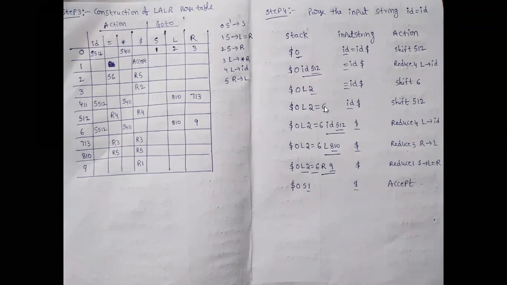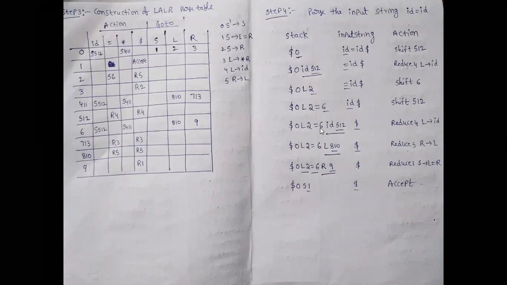Then we are considering state 6 and id. Id means shift 12, so we are performing shift 12. Then id is pushed into the stack and the shift number is pushed into the stack. Then with 12 and dollar, what do we have? Reduce 4. Reduce 4 means L produces id. In the right hand side we have only one symbol, then pop the topmost two elements. Id and 12 are popped.